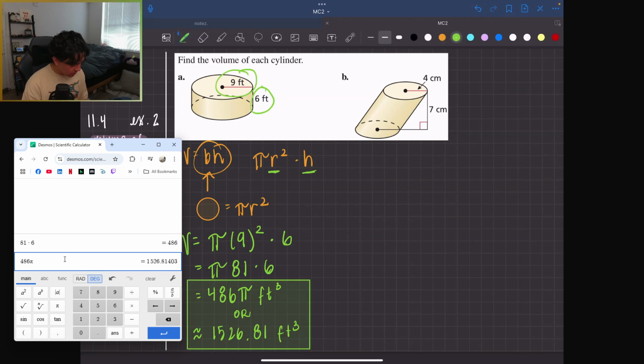B, we're finding the volume again. Remember, for the volume of a cylinder, it is pi r squared times h. We just need our radius and our height. Thankfully, we are already given both of these values. The radius of the circle is 4 centimeters, and the height here is 7 centimeters.